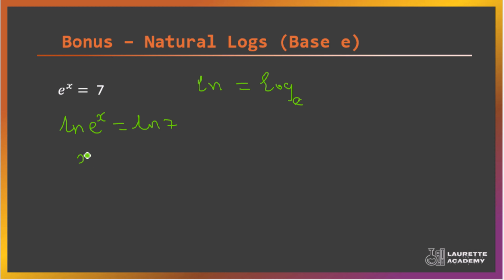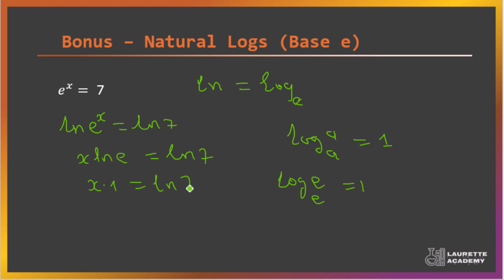So here we have that x ln e is equal to ln 7. Now when you have log a to the base a, this is the same as 1. So as I said, ln e here is the same as log e to the base e. So this is equal to 1. So we have x times 1 is equal to ln 7. And so x is equal to ln 7.